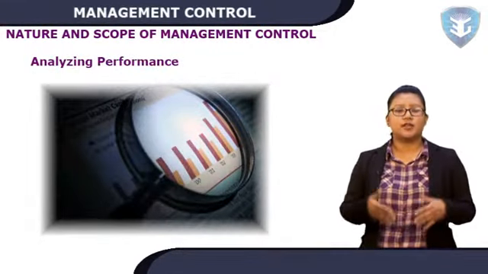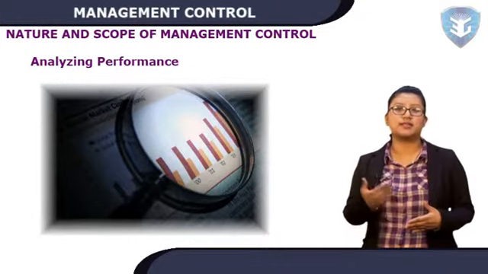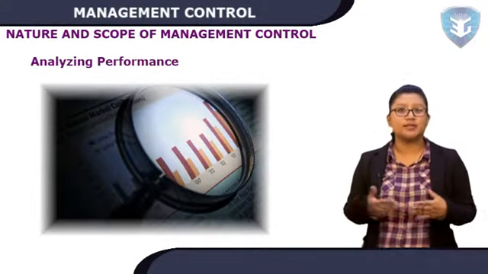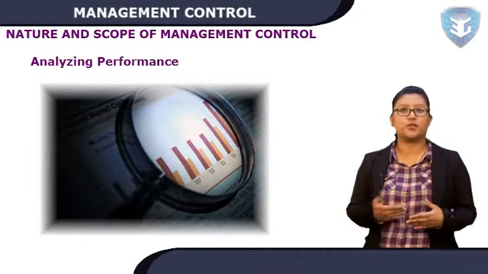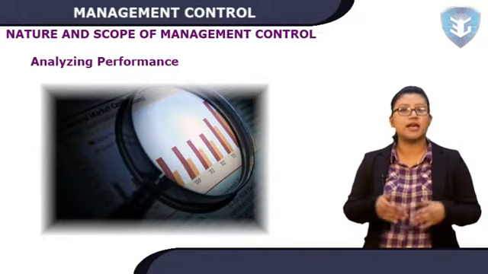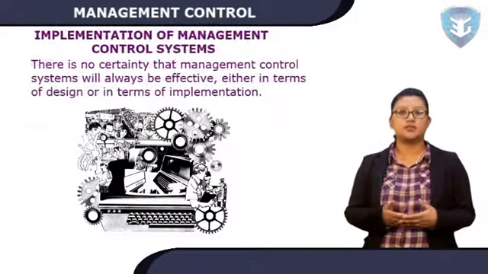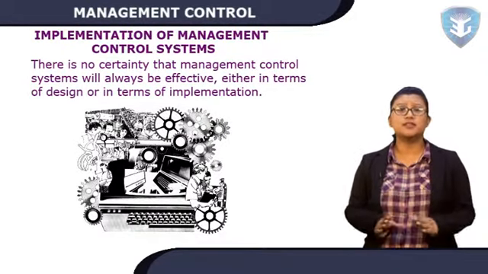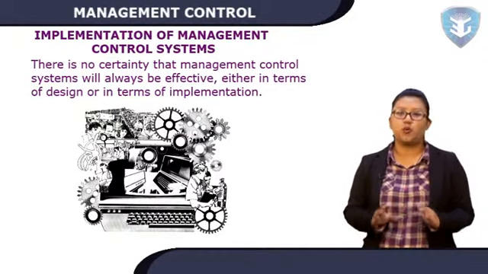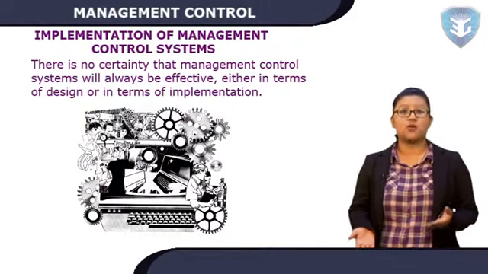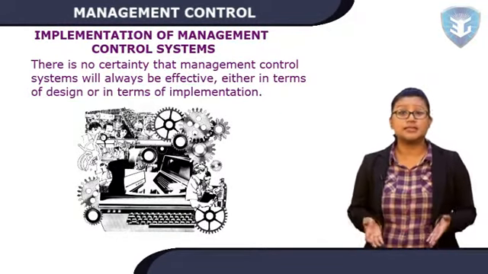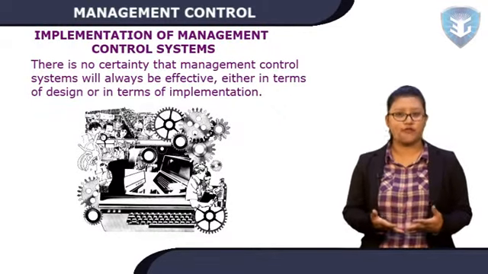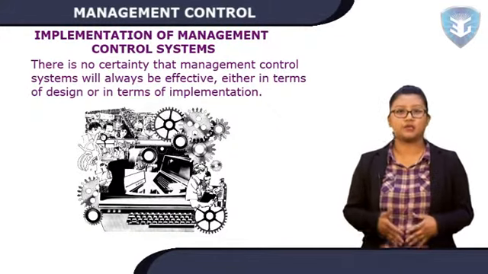Analyzing performance. The actual results are compared with the standards established and the variances analyzed to identify the reasons behind them. These analyses alert the managers when the obtained results are not meeting expectations and the goals may not be achieved. Let's know the meaning of implementation of management control systems. There is certainly no management control system that will always be effective, either in terms of design or in terms of implementation. These systems can only increase the probability of achievement of organizational objectives of effectiveness, efficiency, accuracy of financial reporting, and compliance.